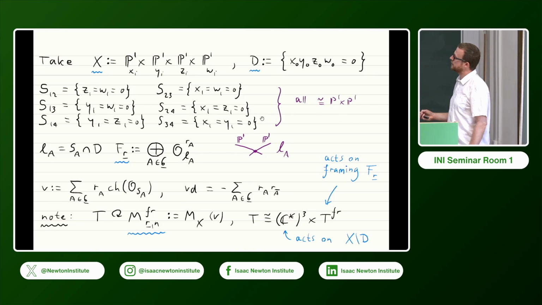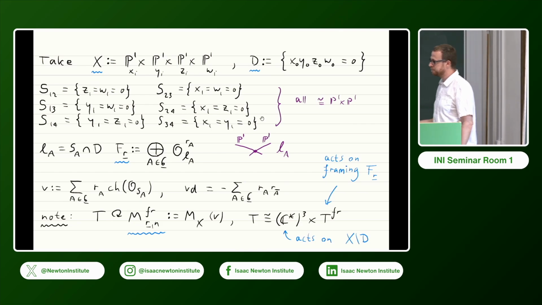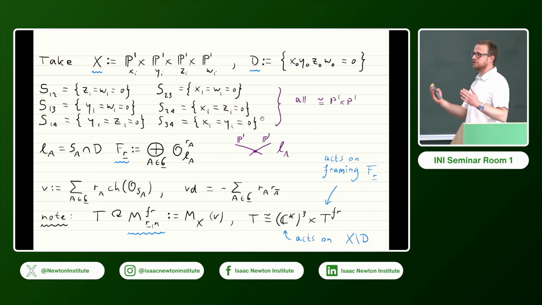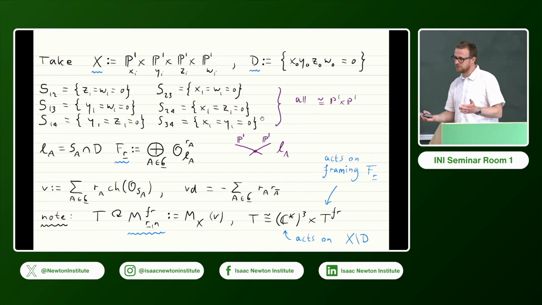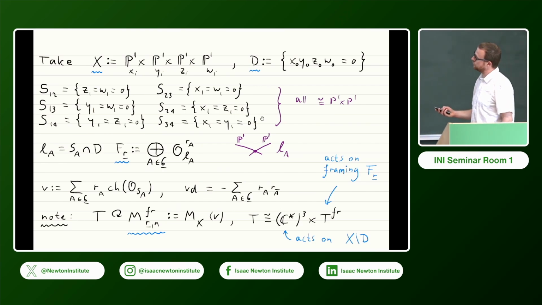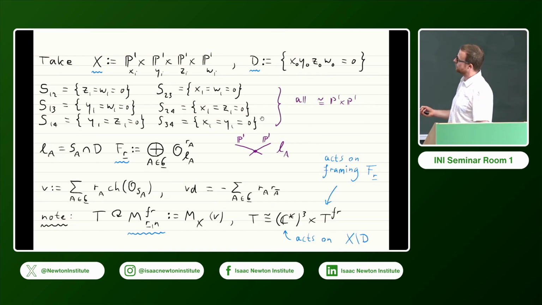So what we do is we take X to be P1 cross P1 cross P1 cross P1 with coordinates xi, yi, zi, and wi. Actually, in the ordinary ADHM setup, you could also have worked on P1 cross P1 instead of P2. From our point of view, that's the right thing to do. You should not work on P2. So that's why it looks more similar to what we're doing here. And as your divisor, you take the following singular threefold. You take the product of x0, y0, z0, w0 equal to 0. And now we have 6 surfaces, all isomorphic to P1 cross P1, which are the following 6. So S12 is Z1, W1 equal to 0, etc.